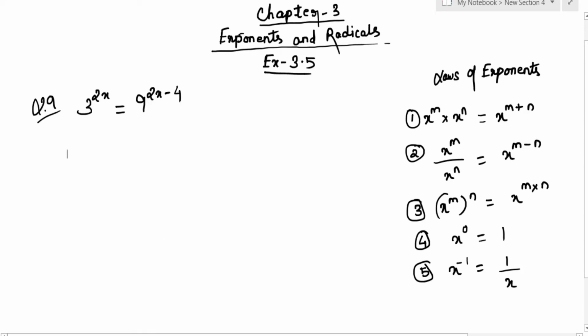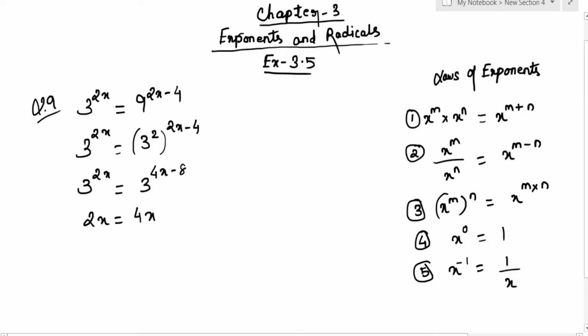Now next is 3 to the power 2x equal to 9 to the power 2x minus 4. Now this will remain 3 to the power 2x, but 9 you know that it is the square of 3, whole to the power 2x minus 4. So this we can write down 3 to the power 2x is equals to 3 to the power, power to the power will multiply, 2 2s are 4x minus 2 4s are 8. Now we are having the base same, so the power will be equal: 2x equal to 4x minus 8.